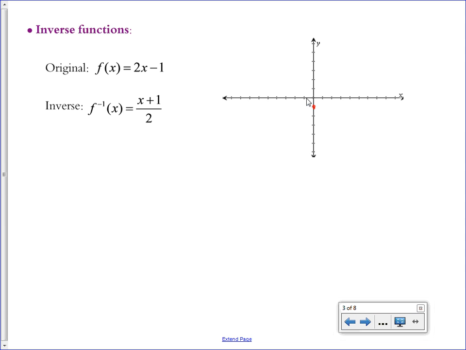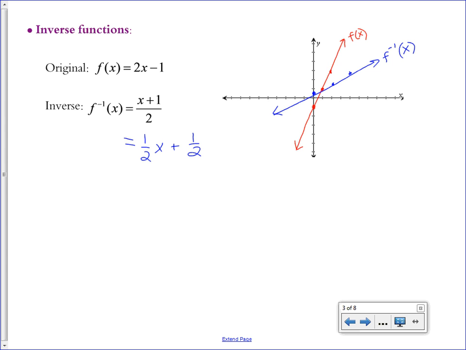I can graph it using any number of methods. I know the point negative 1 is there on the x-axis. I have a series of other points to connect the dots and make the line. That's my original function f of x, and I'll label it f of x on the graph. The inverse function, if I simplify this so I can see what the slope and the y-intercept are, or you can plug in any number of points, is going to look something like this. And there's my function, the inverse of f of x.